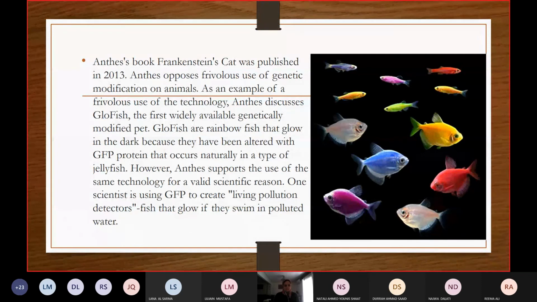But actually, here, Emily opposes this. Emily wrote Frankenstein's Cat to oppose the frivolous use of genetic modifications on animals. You create a new breed of animals. So they created a new kind of fish, the glowfish. They will create new kinds of animals, and we don't know the consequences. What will happen? If it's good for the fish, why was the fish not created with this from the beginning? So this is the science modification, or the science interfering, when we use technology for scientific reasons, experiments.